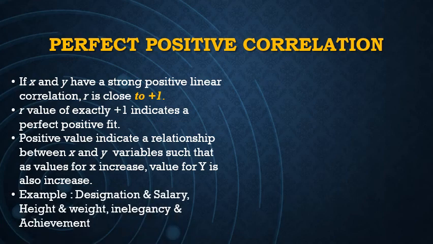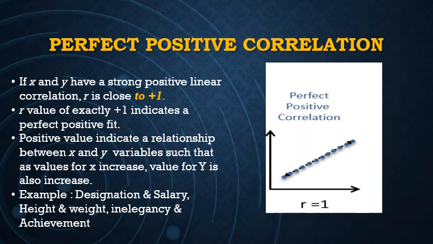Let's see the example: designation and salary. As designation increases, salary will increase; as height increases, weight will increase; if intelligence is increased, then achievement will be more. Fine. So this is perfect positive correlation. This is the graph. R is equal to 1.